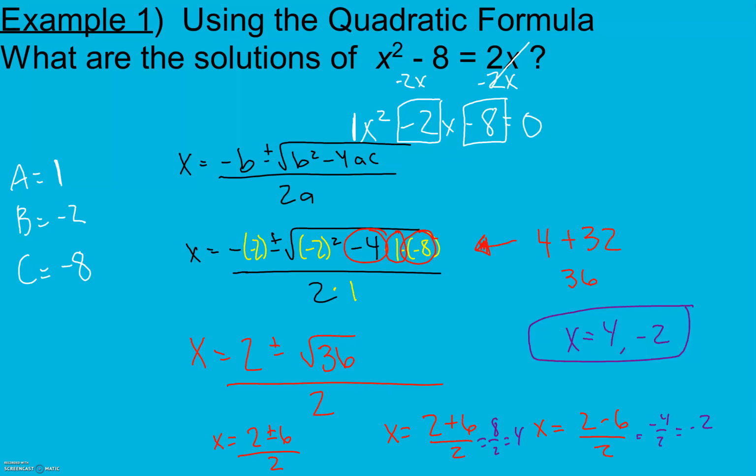We also could have done this by factoring here, guys, but we wanted to get practice with that quadratic formula. To check your answers, plug them back in, and they should work. So here I have 4 squared, 16 minus 8 is 8, which is the same as 2 times 4. That checks. Negative 2 squared is 4 minus 8 is negative 4, which is the same as I get if I take 2 times negative 2. So that checks as well.